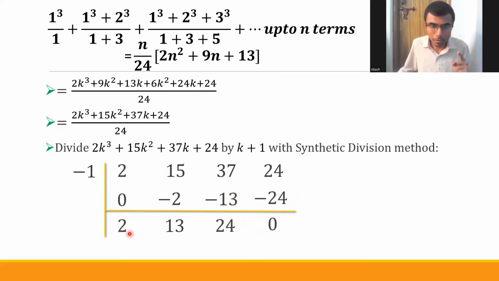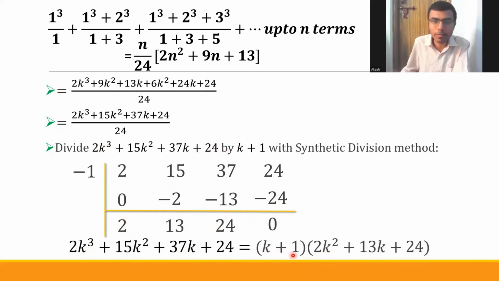This would be nothing but the coefficient of k square. This would be the coefficient of k, and this would be my constant. So therefore this cubic polynomial I can write as k plus 1 into 2k square plus 13k plus 24. Okay, this is totally acceptable.